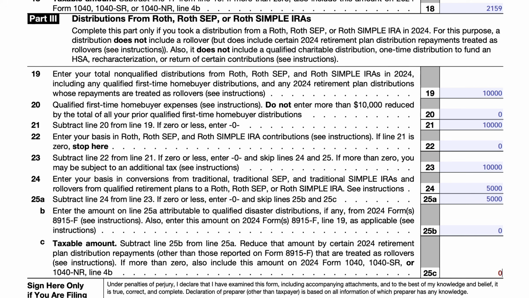But the part 3 portion still exists for people that are either withdrawing in excess of their basis if they're making non-qualified distributions. Of course, if your total non-qualified distributions is zero because all of your distributions are qualified, then generally speaking, this is going to be what it looks like. You'll have a basis in here, and then everything else will be zeros. So that's what it would look like under normal circumstances from a Roth withdrawal.